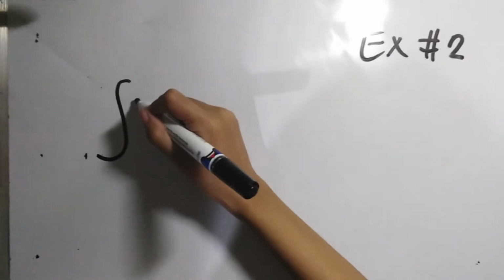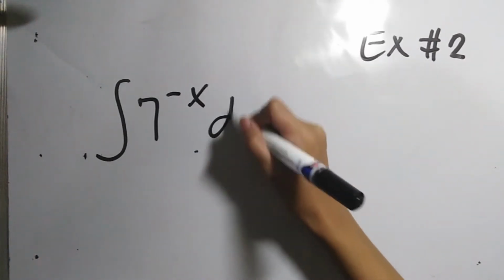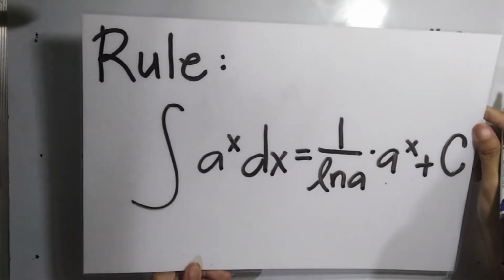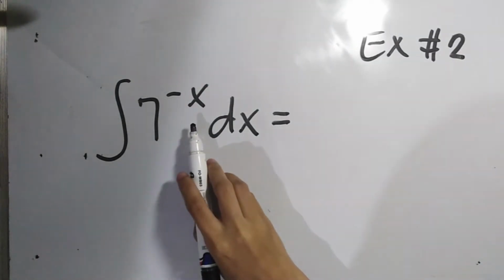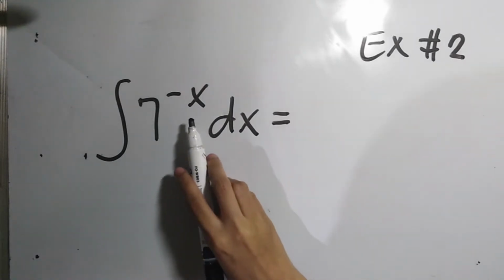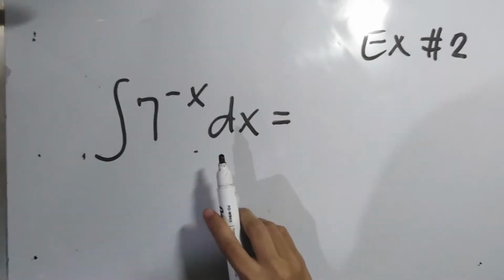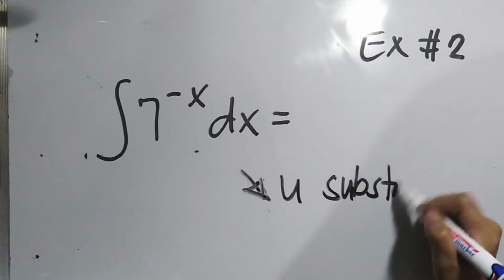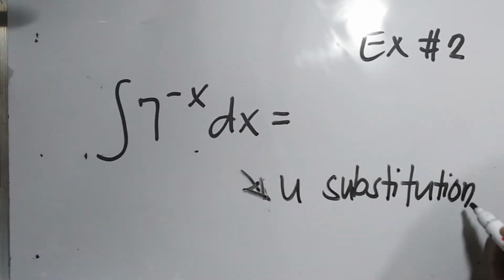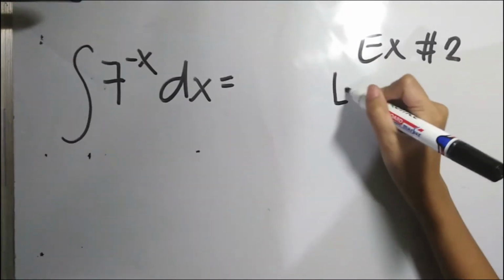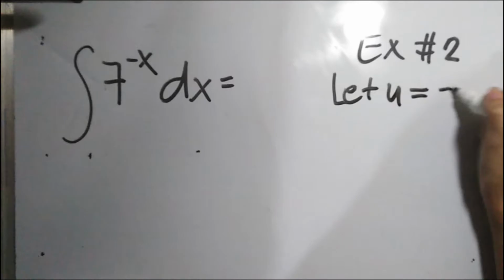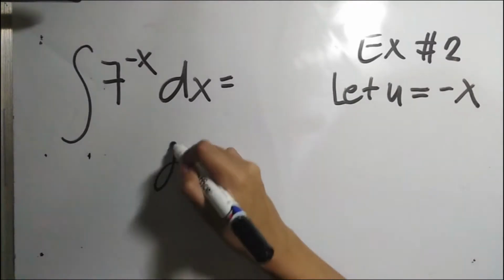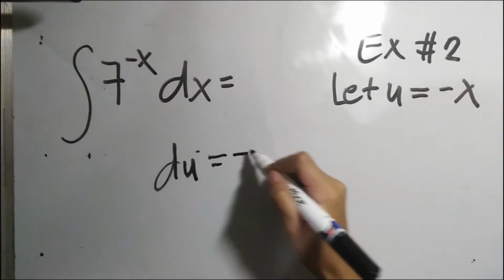The antiderivative of 7 to the negative x. So we will apply the same rule. But in this example, we have a negative x, so we cannot apply this rule yet. We need to somehow turn that into a positive variable through substitution. So let u be equal to negative x. And that would imply that du is equal to negative dx.